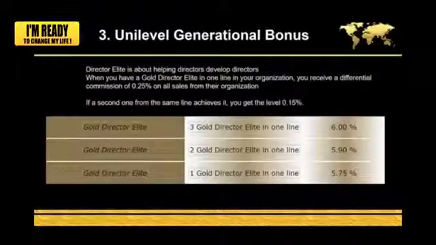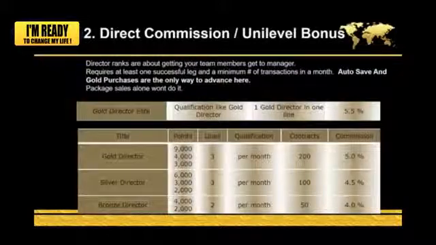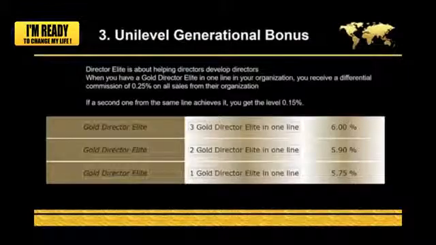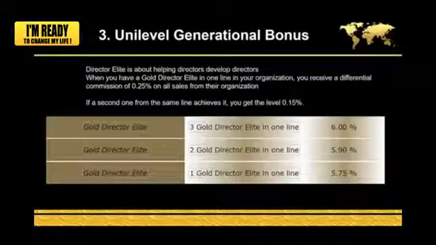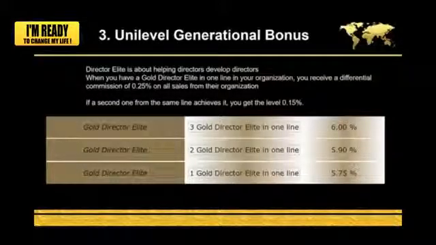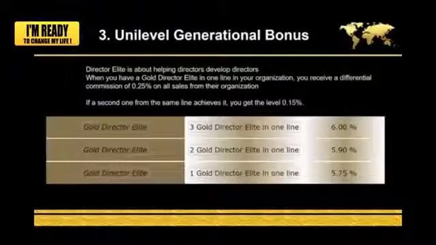Okay, anyway. Now, everybody wants to be Gold Director Elite. What is that? To go Gold Director Elite basically means that you're a Gold Director and you've now got a Gold Director in one line. Let's go back and look at this. As a Gold Director, you earn 5%. As a Gold Director Elite, you are a Gold Director who has a Gold Director in one line, and now you get a 0.25% override on their entire organization. So not only do you get 5%, but you get a quarter percentage point override on your Gold Director's entire organization. Gold Director Elite 2 means that you've got 2 Gold Director Elites in one line.